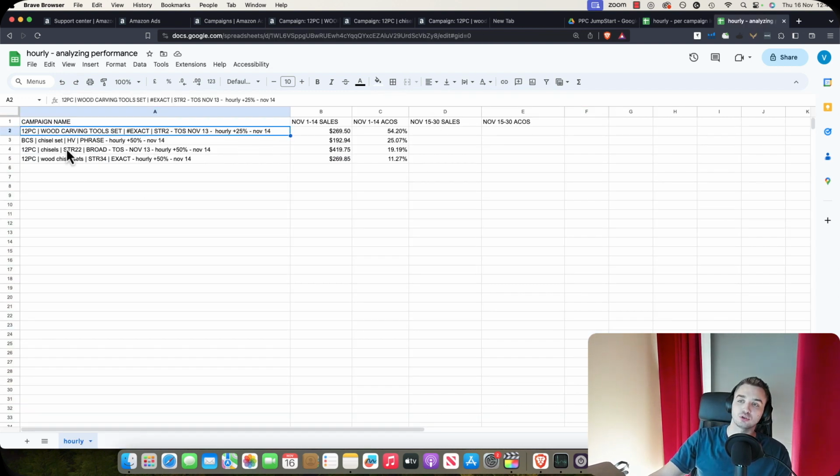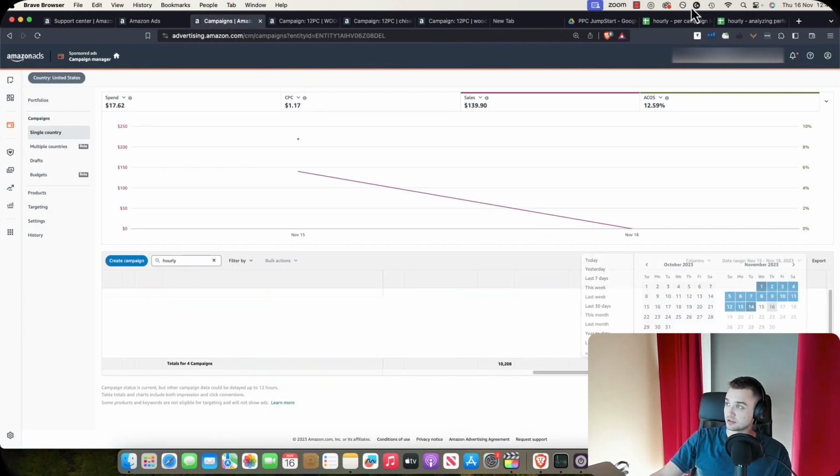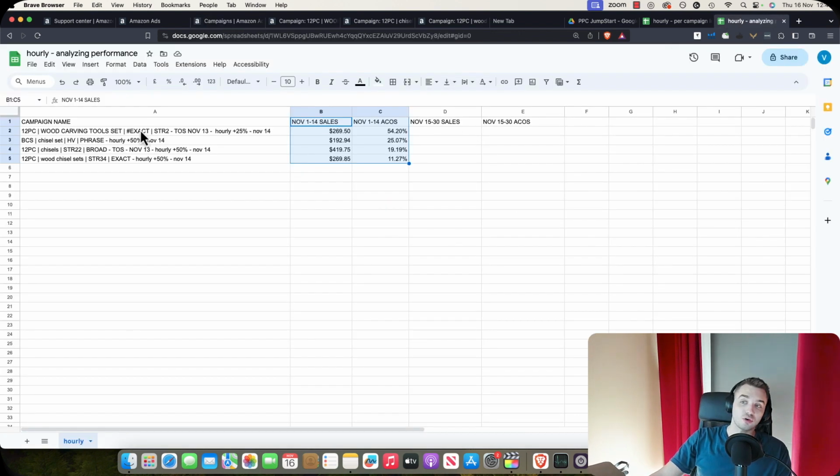In fact, I've already analyzed this report and I have a series of campaigns here. First of all, I noted down the name of the campaign, then its previous sales. So we were analyzing the period of November 1 to 14. And this is a spreadsheet you can also use. Let's go over specific campaigns and how you can analyze your data.